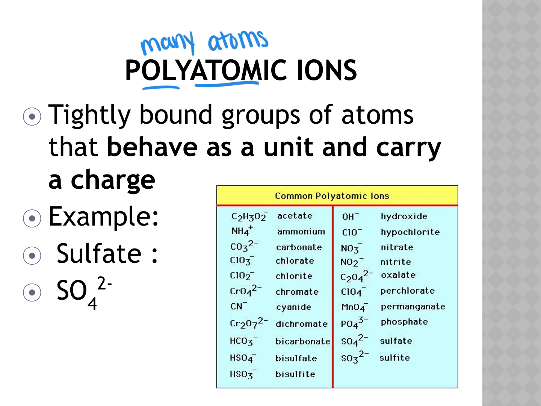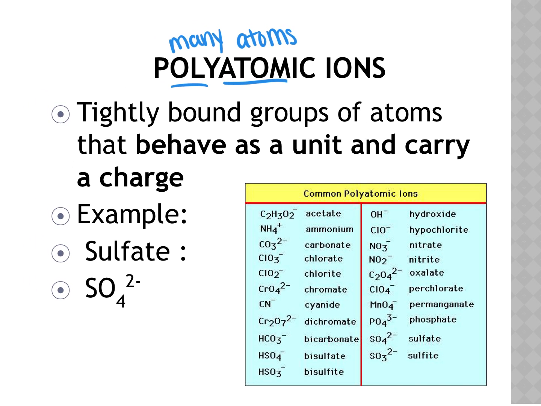So here's the good news. You do not have to memorize the names and formulas for polyatomic ions. If you look at the back of your periodic table, do you see how I give you all sorts of names and formulas? This is what I call the polyatomic ion chart. You do not need to memorize this chart, you just need to know how to use it.